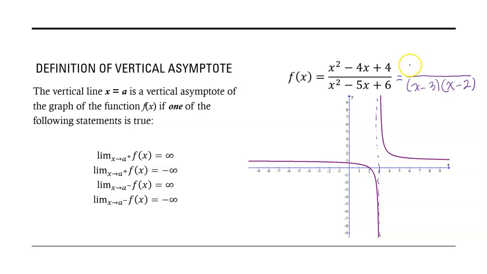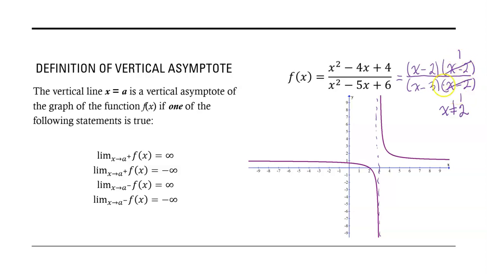Let's go ahead and factor this numerator. My numerator factors to be x minus 2 times x minus 2. And so we can see that we have this common factor of x minus 2. So we're going to allow those to divide out, and we end up with x minus 2 over x minus 3. Now there is a caveat. We can use this simpler form of the function provided we do not allow x to equal 2.